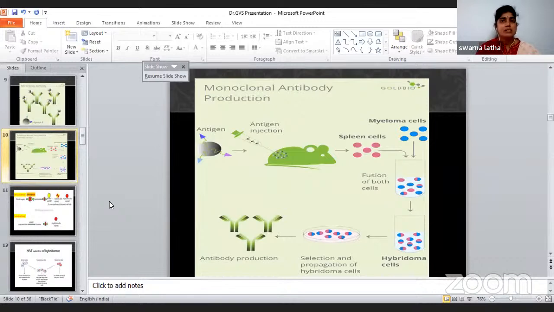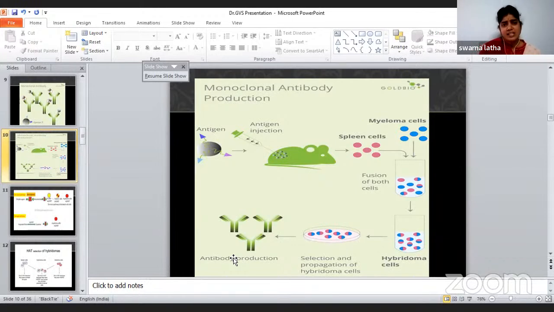Now we are fusing the spleen cells. Here, spleen cells means immunized spleen cells, immunized with the desired antigen. Those spleen cells are collected from the mouse and then mixed with the myeloma cells. We allow them to fuse in a polyethylene glycol medium so that they produce hybridoma cells. These hybridoma cells will be screened and further analyzed in several steps so that we can finally get the desired antibody production.